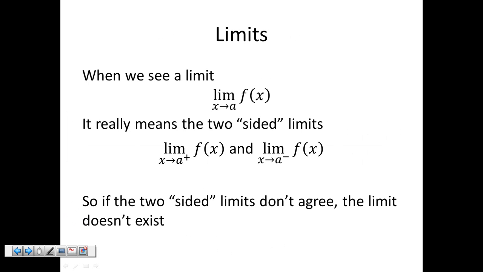So, when we see a limit with no notation up there, no left or right side, what that actually means is that I need to approach from the left and from the right, and they need to be equal. If they don't equal, then it doesn't exist. If the two-sided limits don't agree, then the limit doesn't exist. DNE.